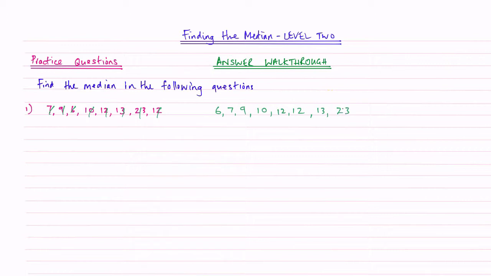Now I'm going to strike down from the outsides. Then I'm going to get 2 numbers that live in the middle. So we've got 10 and 12. So my median's going to lie in between 10 and 12. Add these two together. So 10 plus 12 gives me 22. And then, as per the method, I need to half this. So 22 divided by 2 gives me 11. So my median for question 1 is going to be 11.